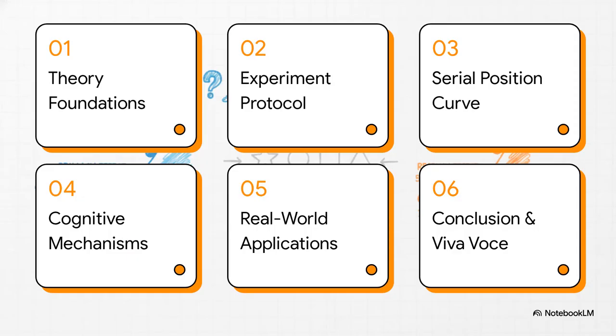Here is our roadmap for today's practical. We'll start with the theoretical foundations, move into our laboratory experiment protocol, examine the serial position curve itself, discuss the interpretation of cognitive mechanisms, look at some real-world applications, and wrap up with the conclusion and your viva voce questions.